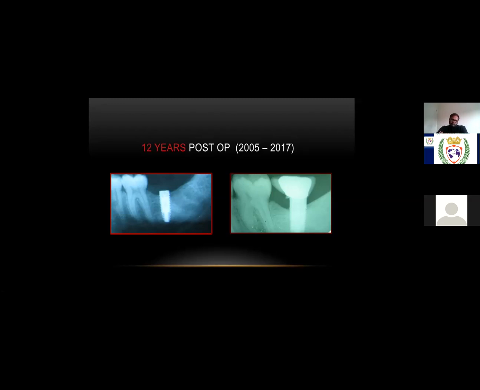And normally we say 1 millimeter of bone loss is evident after the first year of loading, and 0.2 millimeter bone loss every year will happen, which is considered as normal bone loss or resorption. So there is a bit of bone loss over the period of years, but still 80% of the implant is submerged in the bone and it is functional. So this treatment modality, in my experience for this particular case, is highly successful.